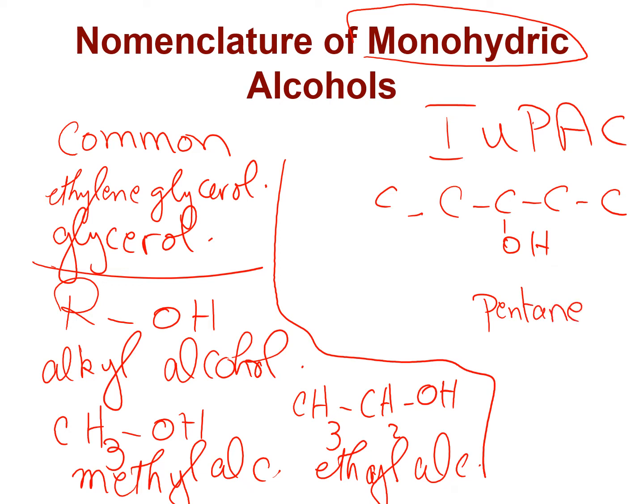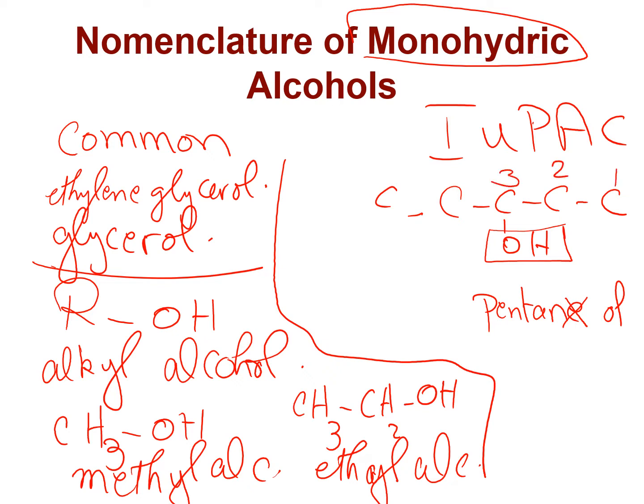And in case of this compound, your highest priority functional group is the alcohol. You remove the E at the end of the alkane and you add an ol. So this is pentanol. One last thing is that you have to specify the position of the OH. So this is a 1, 2, 3.